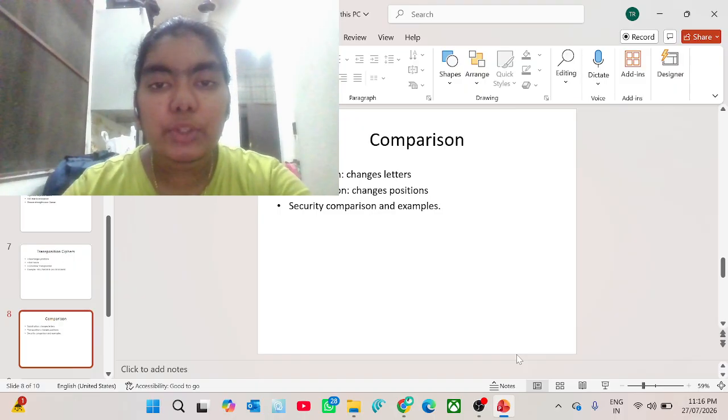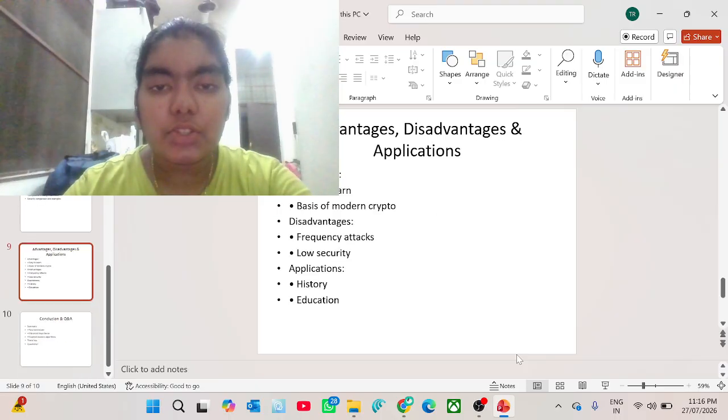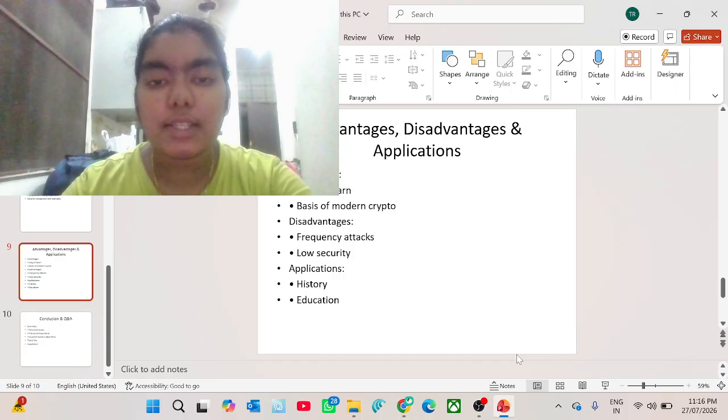Now let's discuss the advantages, disadvantages, and applications. Some advantages of classical cryptography are: it is simple to understand and easy to implement. It forms the basis of modern encryption techniques. The disadvantages are: it provides low security and it is vulnerable to frequency analysis. Modern computers can crack these ciphers quickly. Applications include historical military communication, diplomatic messaging, educational purposes, and understanding the evolution of modern cryptography.